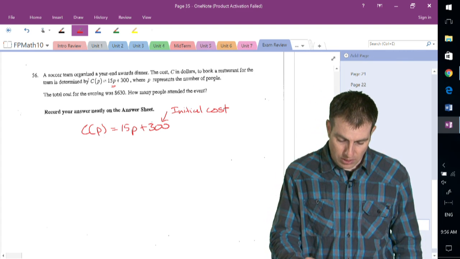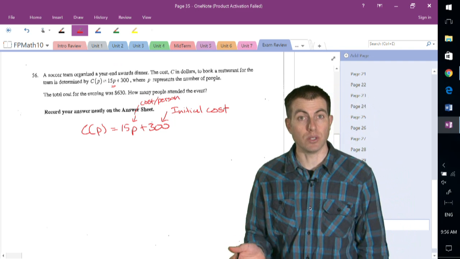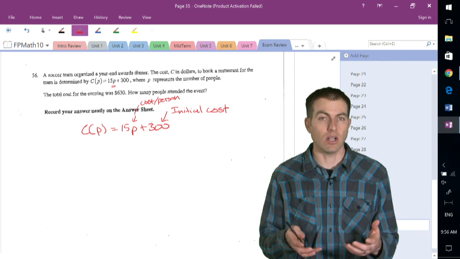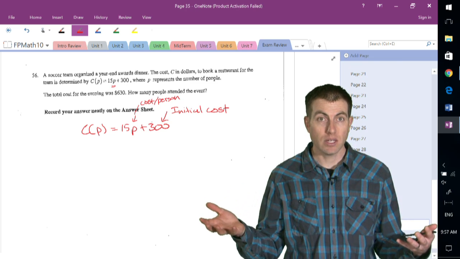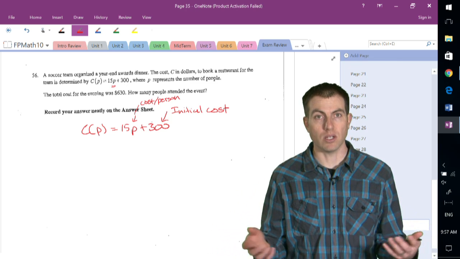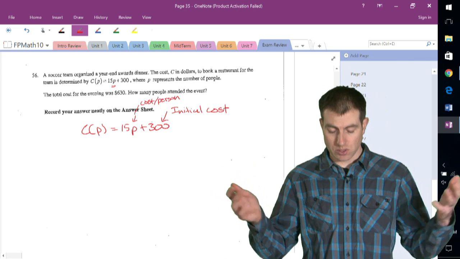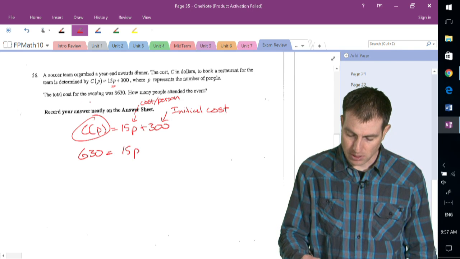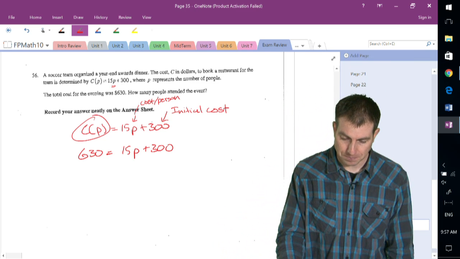And then you have this 15p, and this is the cost per person. This would be something like food. If each person sits down, they have a plate of food, that food costs you $15 to give to them. If 2 people eat food, well, you have $30. If 200 eat, well, you have another $300. It just depends on how many people are eating. So the question says the total cost was $630, which is going to be 15 times the number of people plus the initial 300. So it's asking how many people attended the event.